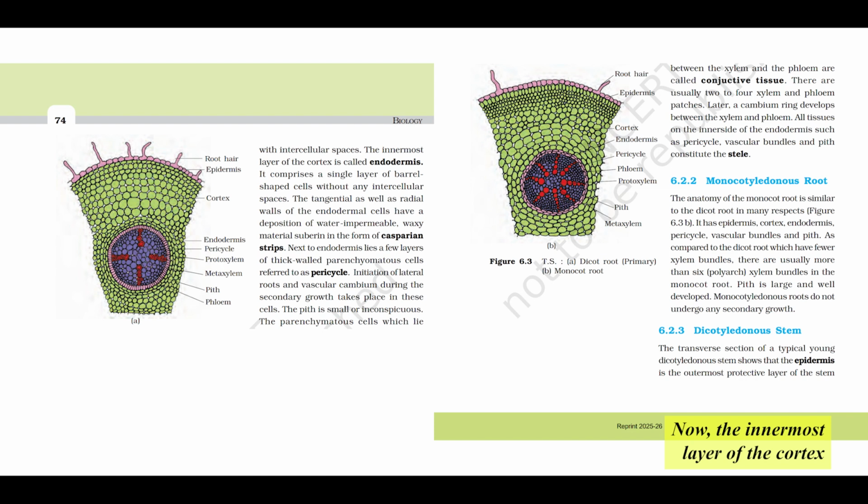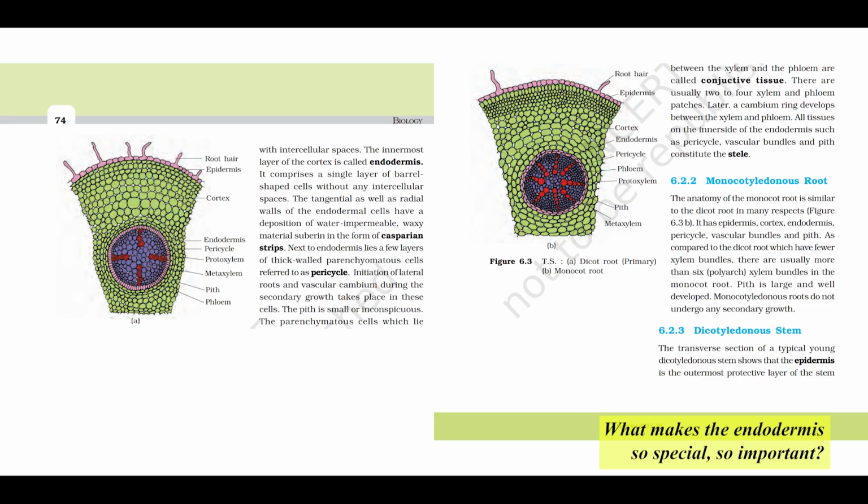Now, the innermost layer of the cortex is a very distinctive and functionally critical layer called the endodermis. It's made up of a single layer of barrel-shaped cells. And crucially, these cells are compactly arranged without any intercellular spaces. They form a tight, continuous barrier.